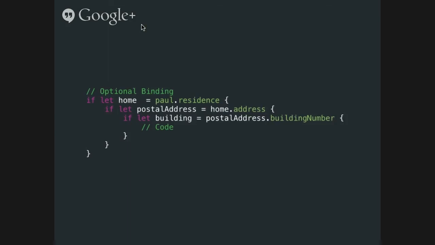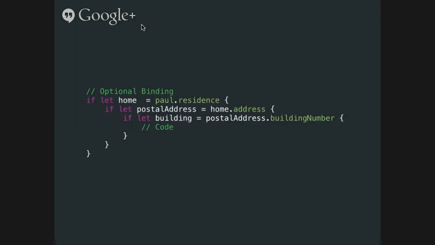There's a powerful statement called if let. If you say if let home equal to, I just initialized a person object called Paul, and Paul.residence. If Paul.residence has a value, this object is unwrapped and assigned to home. It's not an optional, it's an actual object, right? The home residence is the residence class, so home is an actual object.